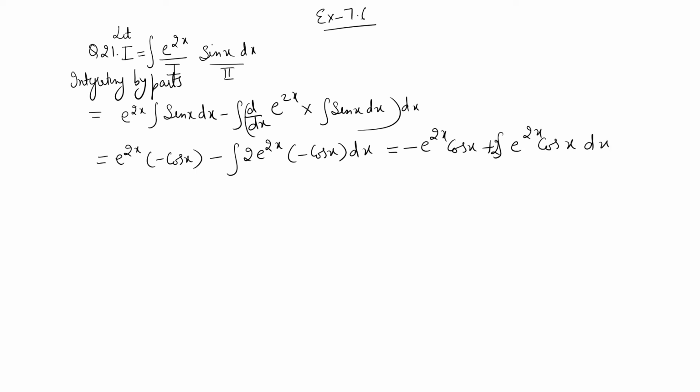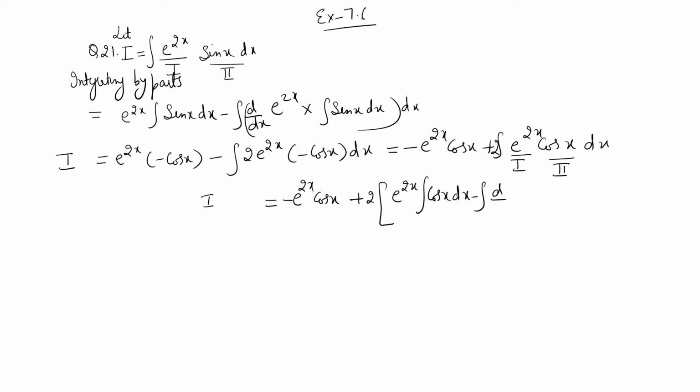Now again this can be integrated by using by parts. So I'll apply by parts again. This is first, this is second. So originally, on the left side we have I. So I is equal to what we have got right now, which is minus e raised to power 2x cos x, and then plus 2 times, let's apply integration by parts: first function into integral of second, minus integral of differential of first into integral of second, and this whole dx.